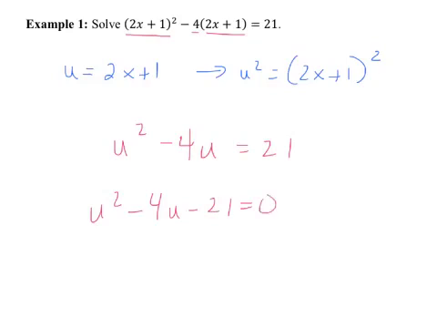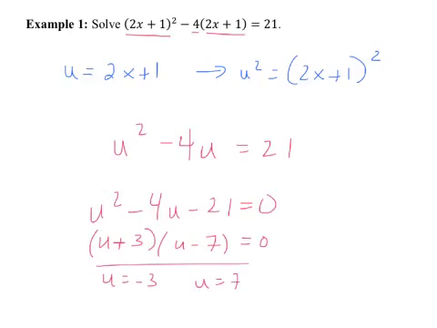This can easily be factored into u minus 7 and u plus 3, giving us two solutions for u, negative 3 and positive 7. But we're clearly not done because this problem is asking us to solve this equation, which has x in it. So we take the answer we got for u, or the two answers, and we set them equal separately to the expression that was defined as u.